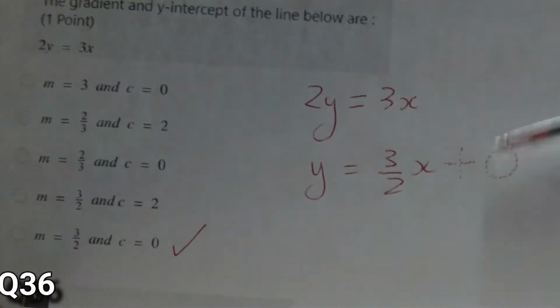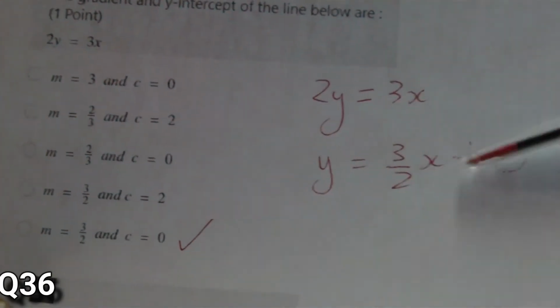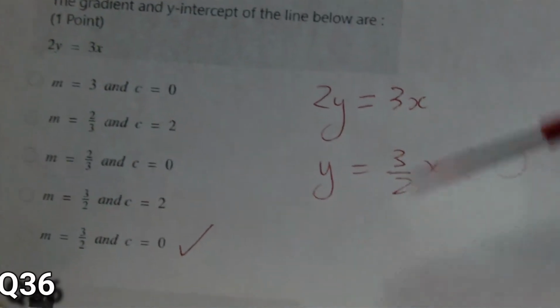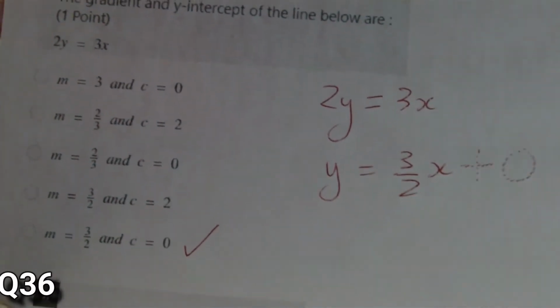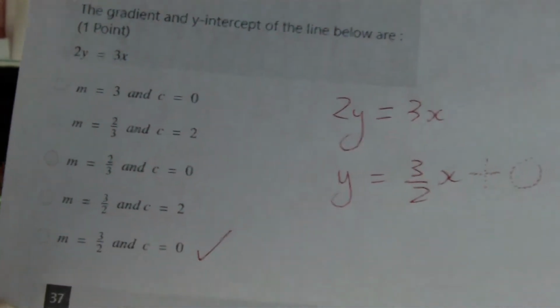But guys, we know that this goes through the origin, eh? Because it's got no constant. So not only is the y-intercept 0, but the x-intercept is also 0. This line goes through the origin.